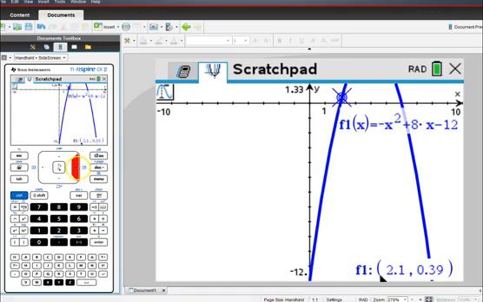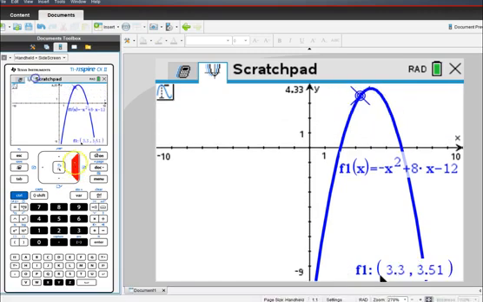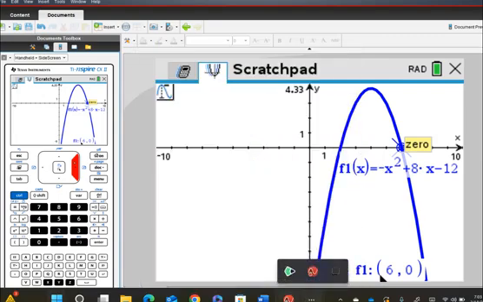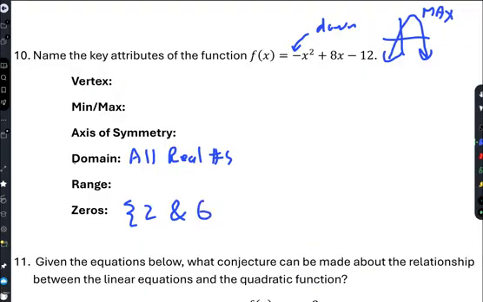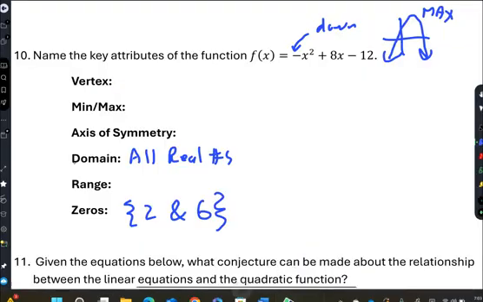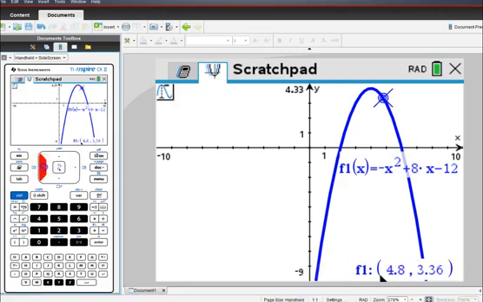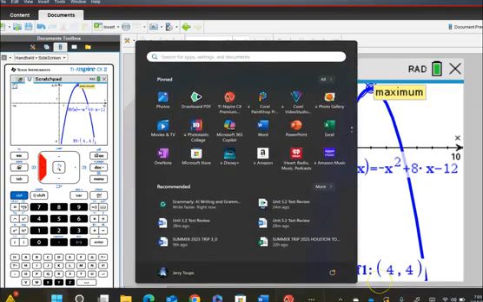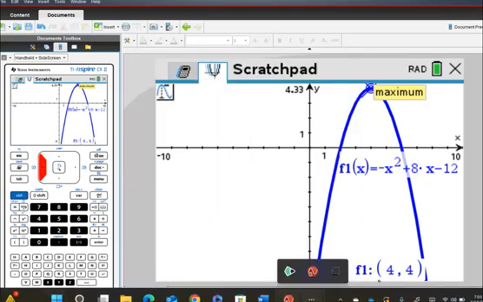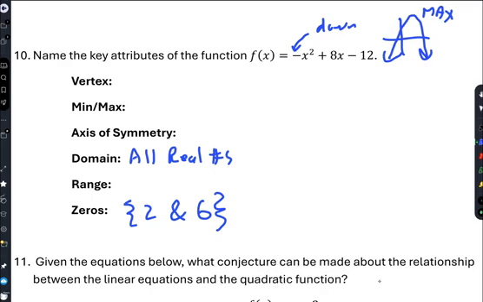I need to get my vertex, don't I? Let me go over and get the other zero first. The other zero is 6. So 2 and 6 are the zeros. Now then I need to get my vertex. So I'm going to go back and go to the max. It's going to say max, and it's at 4, 4. So that's my vertex. So my vertex is 4, 4.